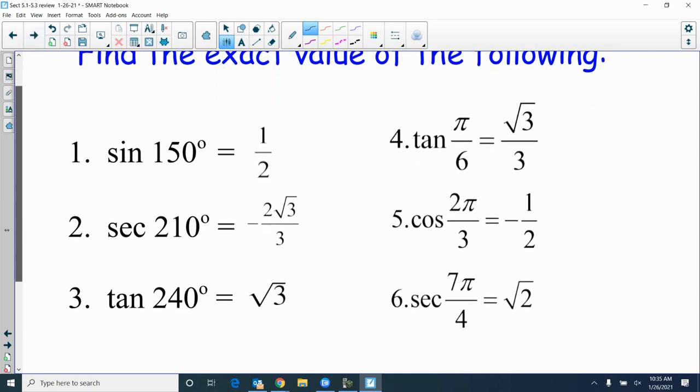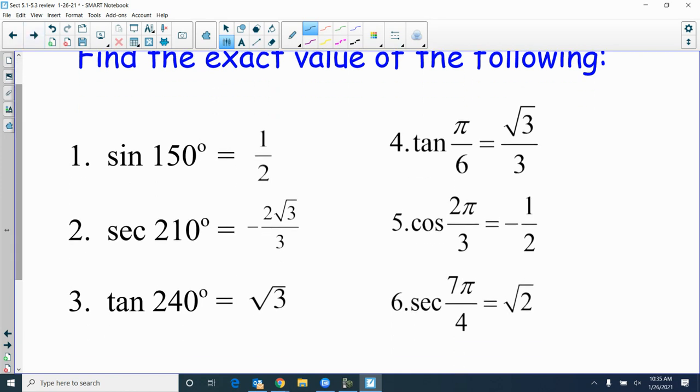Okay, sine of 150 is 1/2. Secant of 210 should be negative 2 square root of 3 over 3, so make sure you got a negative with there. Tangent of 240 is going to be square root of 3. Tangent of pi over 6 is going to be square root of 3 over 3. And cosine of 2 pi over 3 is negative 1/2. And then secant of 7 pi over 4 should be square root of 2.